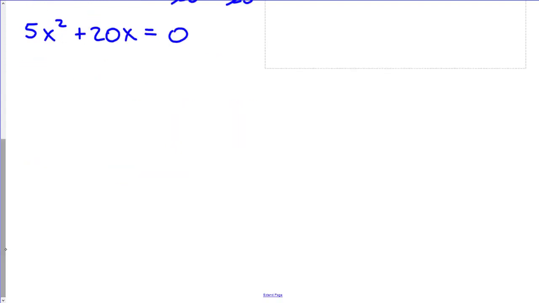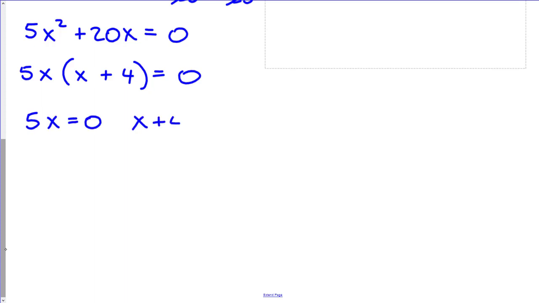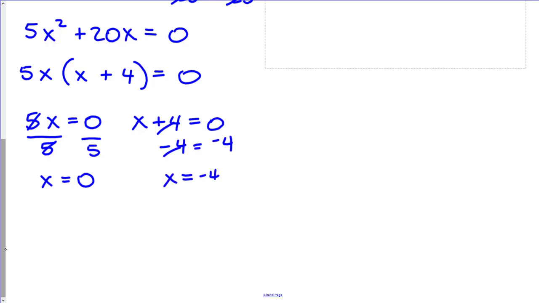Now, to continue solving this, I need to take a common factor of 5x out of this equation. So 5x times the quantity x plus 4 is equal to 0. And setting each one of these factors equal to 0, I have 5x equals 0 and x plus 4 equals 0. So when I divide both sides by 5, I learn that x equals 0 will lead to a solution. And when I subtract 4 from both sides, I'll learn that x equals negative 4 will lead to a solution. Now, the thing that I want to be careful of, knowing that I could have as many as 2 different solutions to this system, is that I need to make sure I don't say that my solution is at the coordinate 0, negative 4.